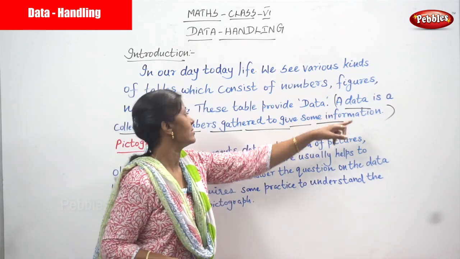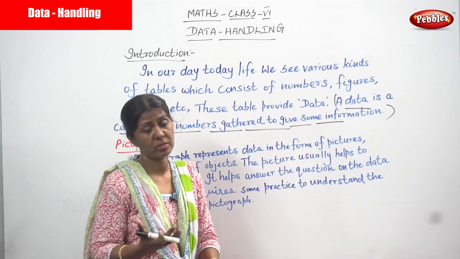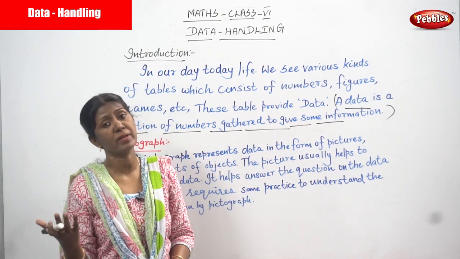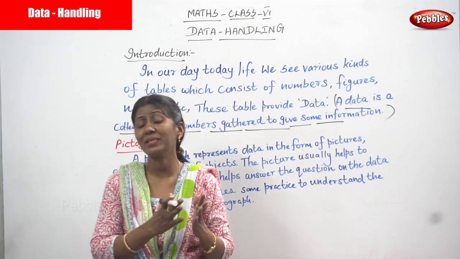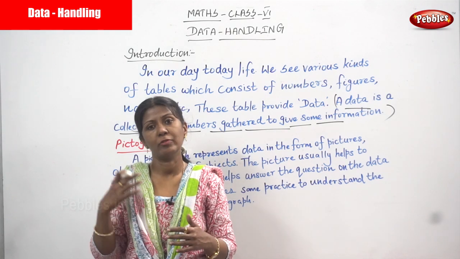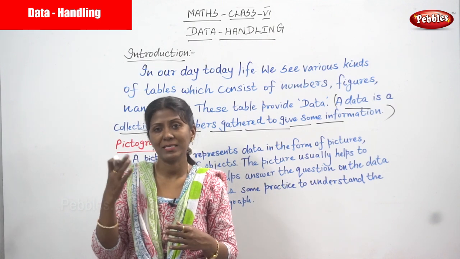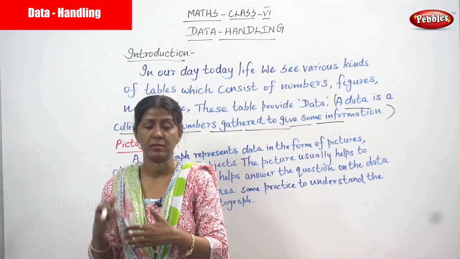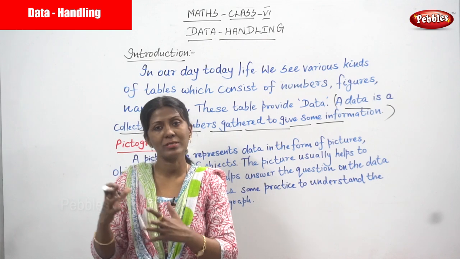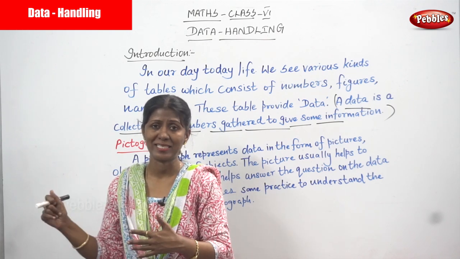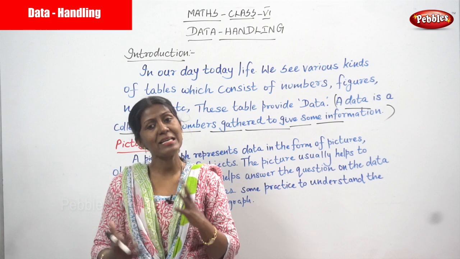Data is a collection of numbers gathered to give some information. Not only people, there is so much information. For example, in a school, how many students are in a particular class? For example, the number of students in the 6th standard, or the number of students in the 12th standard in the particular school. So this is the information we are gathering. So many kinds of information.